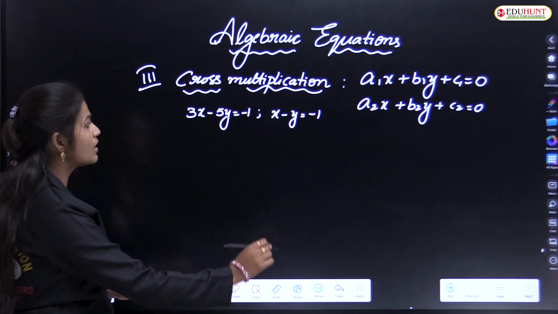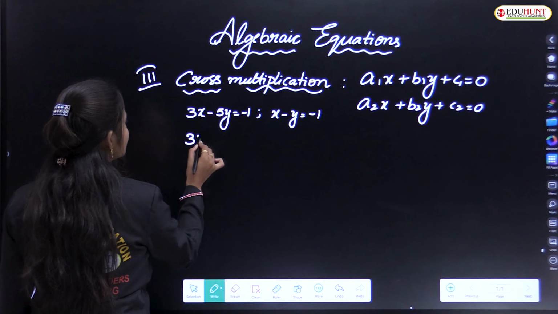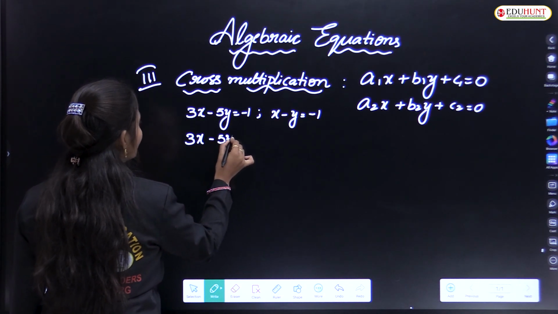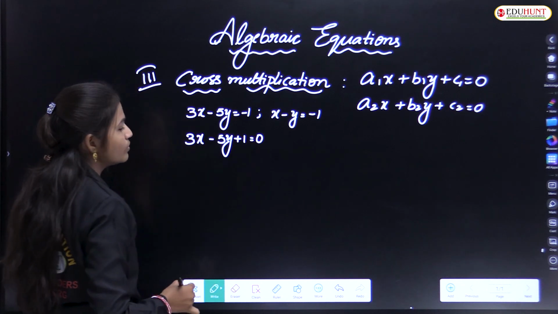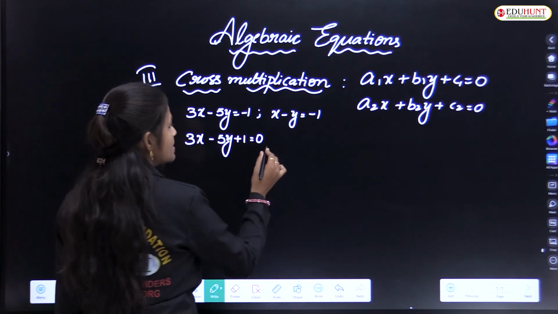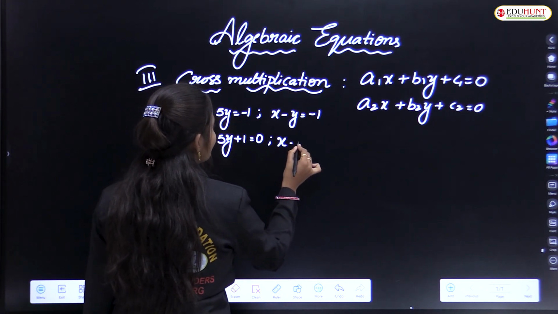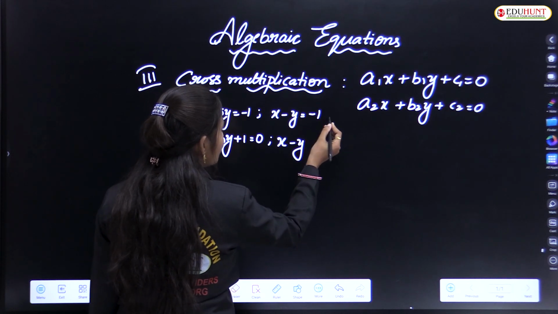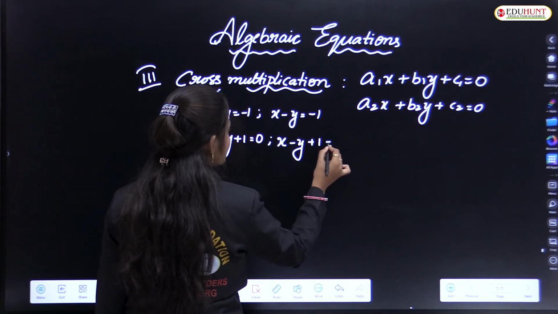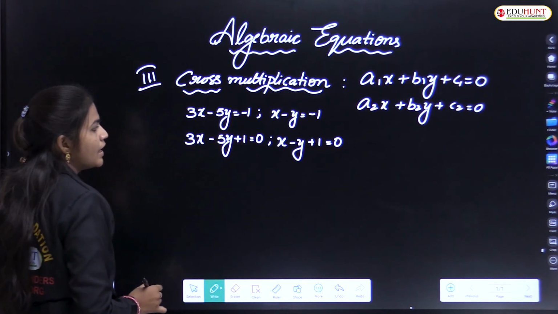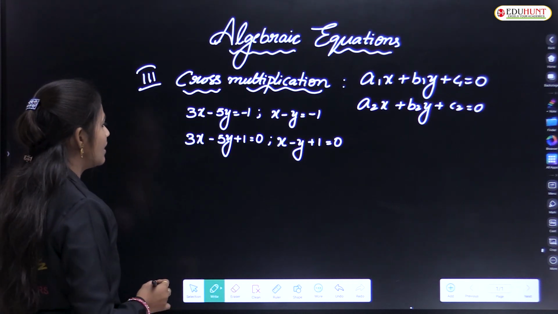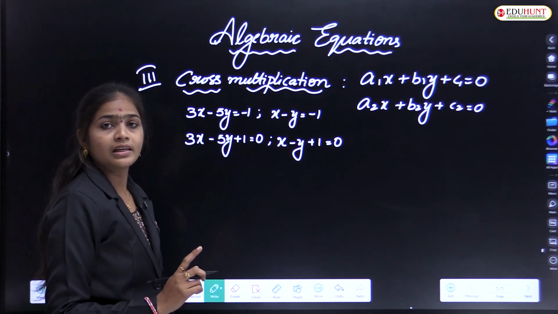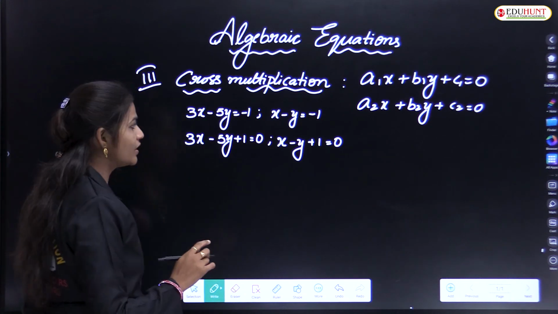Now first we need to convert the given equations into the general form. So first we write this as 3x minus 5y plus 1 is equal to 0. Shall we write like that? Yes. And x minus y is equal to minus 1, so that becomes x minus y plus 1 is equal to 0. Is it clear?